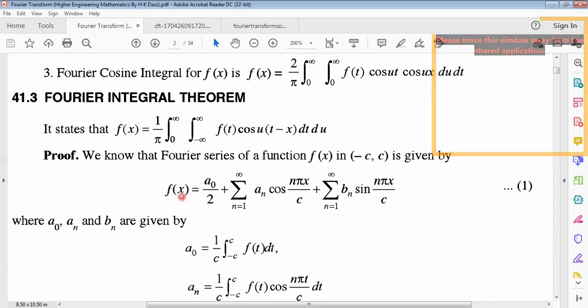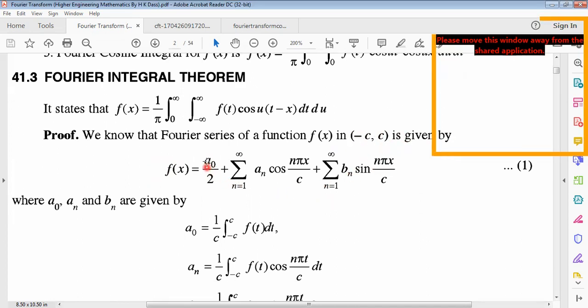You must know from our previous lecture, f of x, the Fourier series, equals a naught by 2 plus summation n equals 1 to infinity a n cos n pi x by c plus summation n equals 1 to infinity b n sin n pi x by c. This is equation number 1. This is the formula for the Fourier series within the interval minus c to plus c.